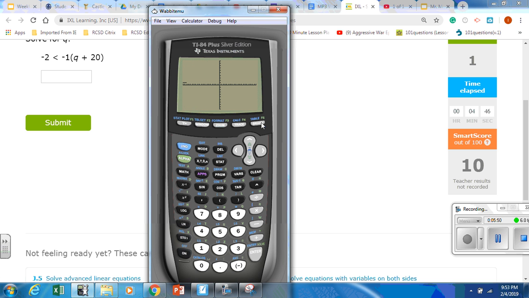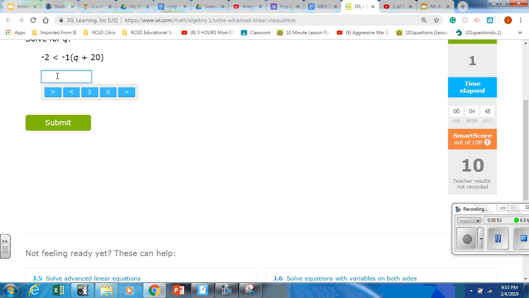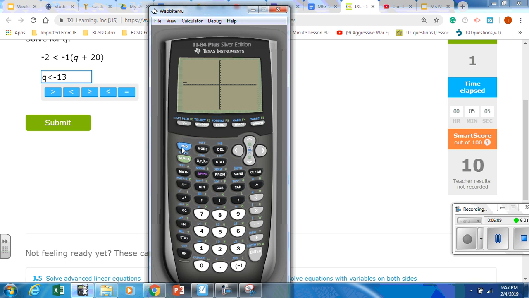Okay, do I agree? Yes. Q is less than negative 13. Negative 13. Let me see that double checks with what I put in my calculator.